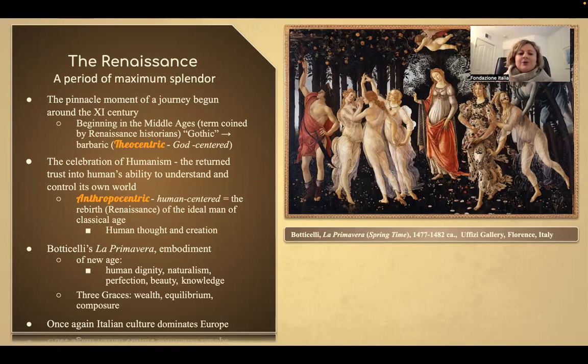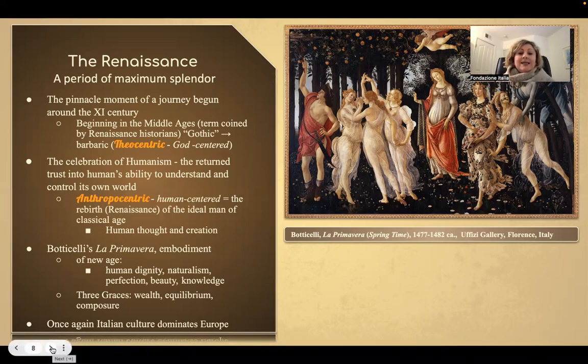As the Renaissance really embodies what La Primavera was saying, it represents a new age: the celebration of human dignity, naturalism, perfection, beauty, knowledge. The Three Graces are the symbols of perfection, beauty, and knowledge. I'm sorry, wealth, equilibrium, and composure. They are part of the entire setting.